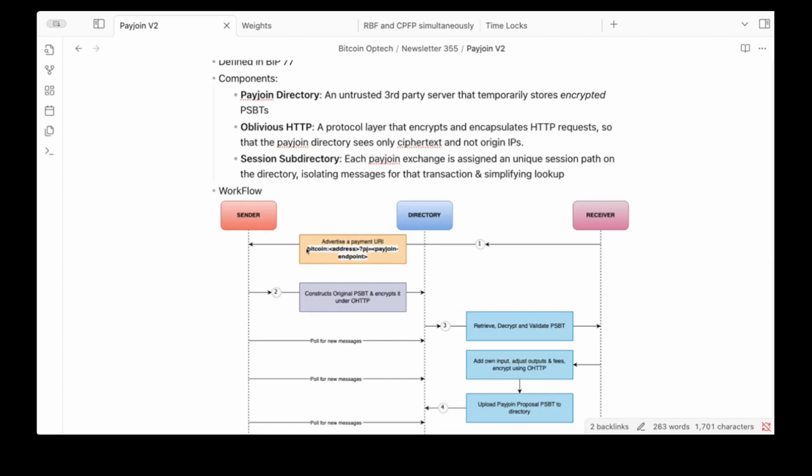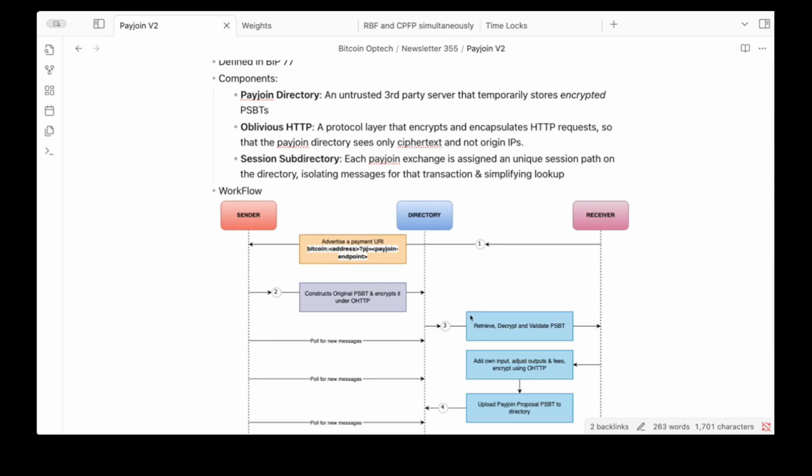Once he gets the information like the address and the endpoint, he can construct the PSBT as in the V1 version, and then he can pass this PSBT to the directory. He doesn't have direct communication to the receiver, and once he passes this PSBT on to the directory, the PSBT stays there in the directory. Now the receiver can retrieve it whenever he wants.